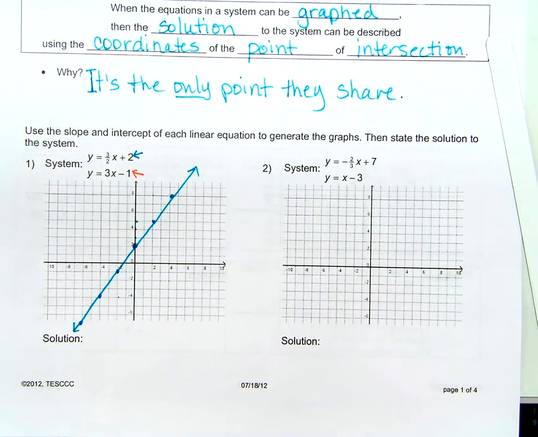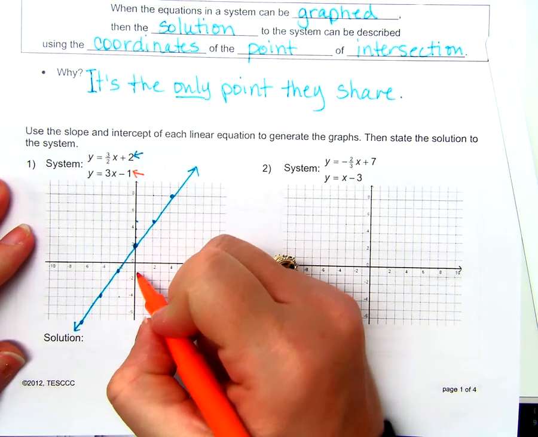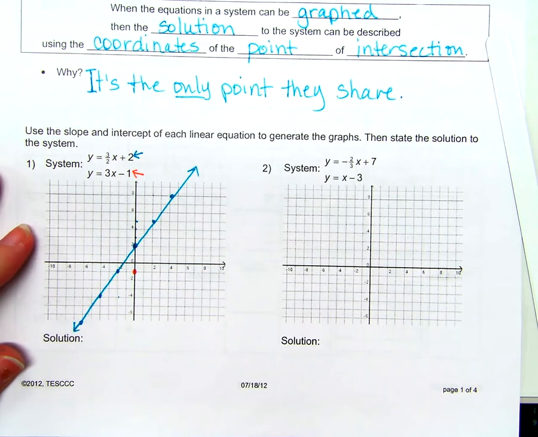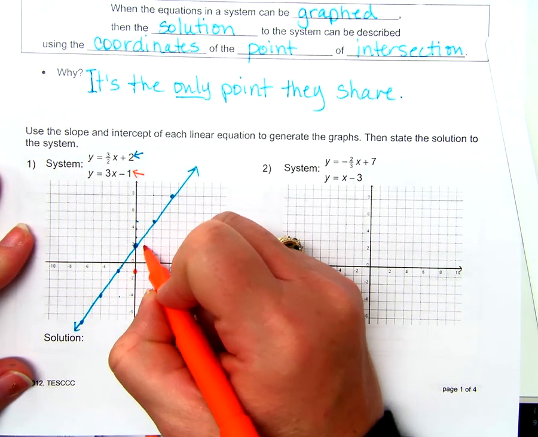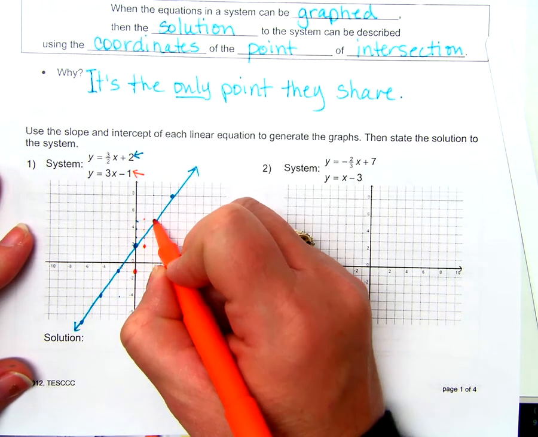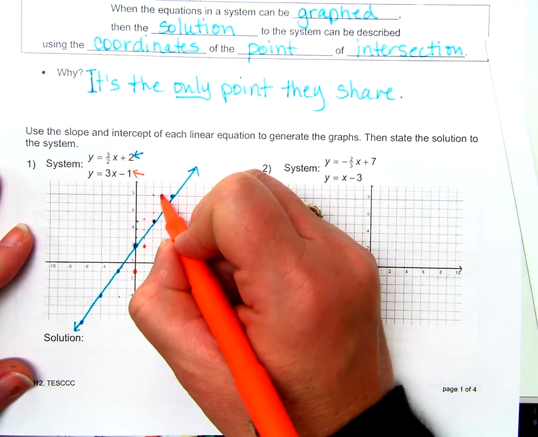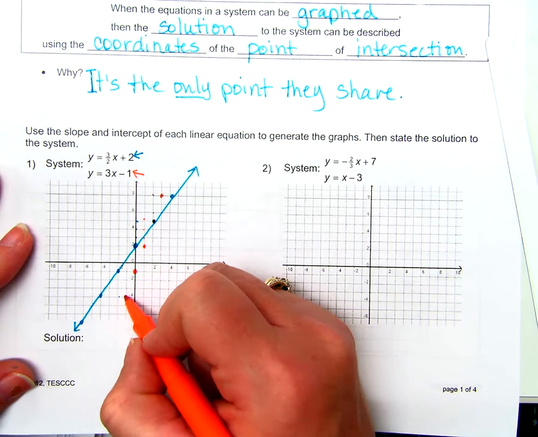I'm going to draw this other line in orange. How do I graph it? Down 1. That's my y-intercept, right? And then what's my slope? 3. So I rise 3, run 1. And then I could fall 3 and run backwards 1.